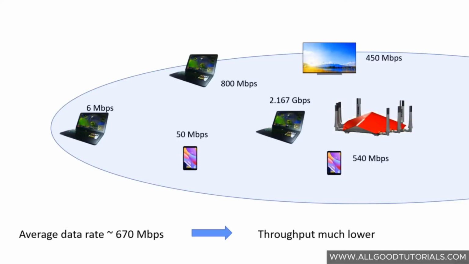Now, it does vary. In environments where there are lots of wireless routers, your throughput could be a lot less, and in environments where there are not many wireless routers, your throughput could be higher. But typically, if you saw an average data rate of about 670 megabits per second, your actual throughput for meaningful user data would be somewhere closer to 300 megabits per second.